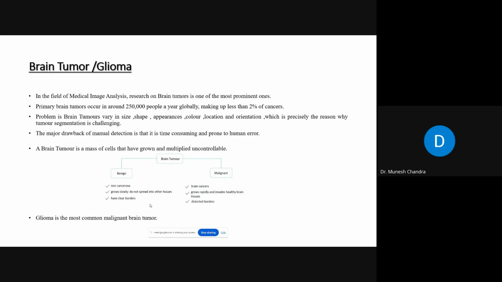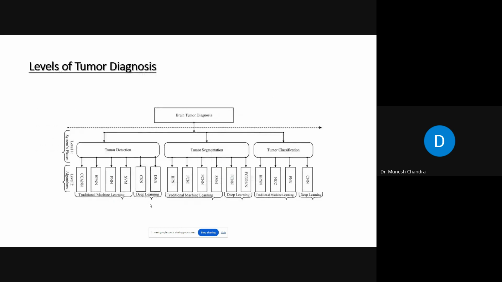We have to identify it because it is cancerous. Its growth rate is very high and it has a distorted border. So we have to bother about malignant brain tumors, and glioma is one of them. Now, the levels of tumor analysis: first we have to detect the tumor, then we have to segment the tumor, then we have to classify the tumor. These are the three levels.